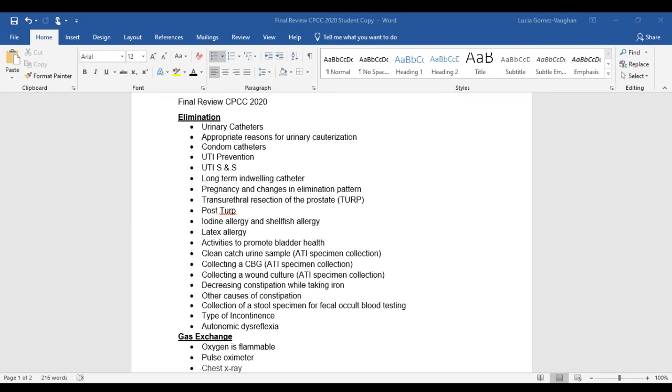Decreasing constipation when taking iron: we want to increase physical activity, fluid intake, and dietary fiber. Other causes of constipation are poor diet, poor fluid intake, and immobility.